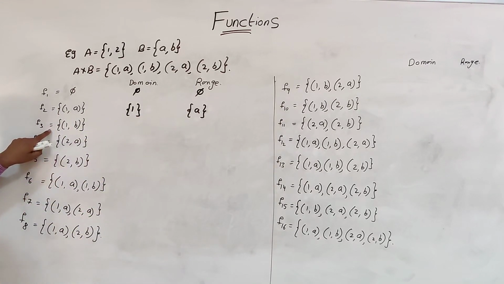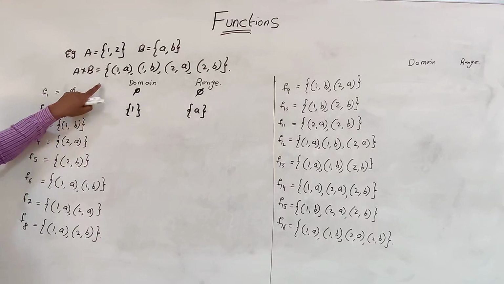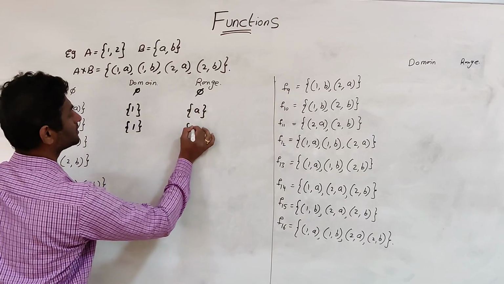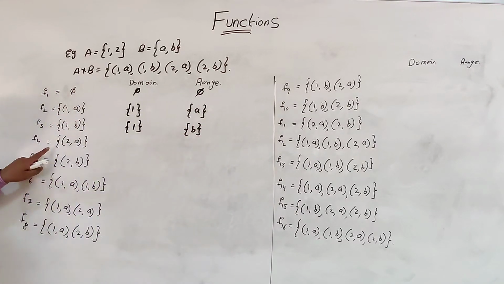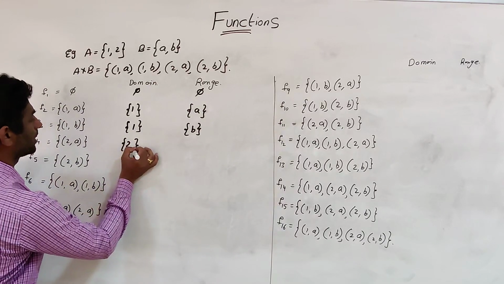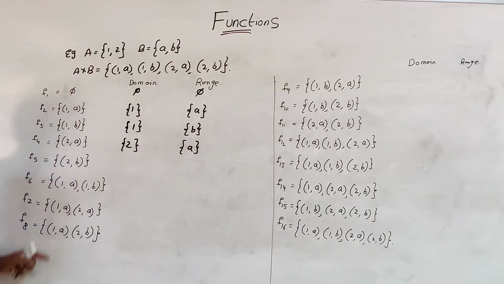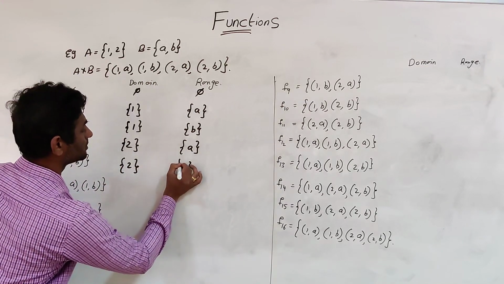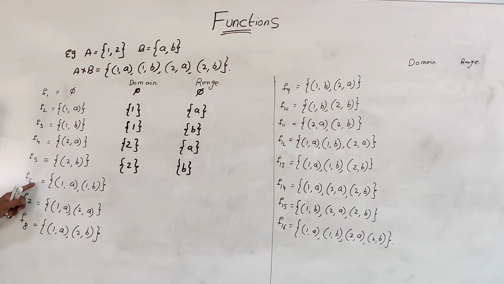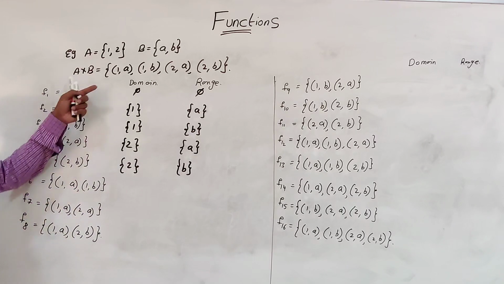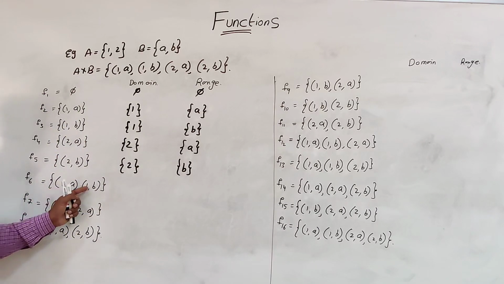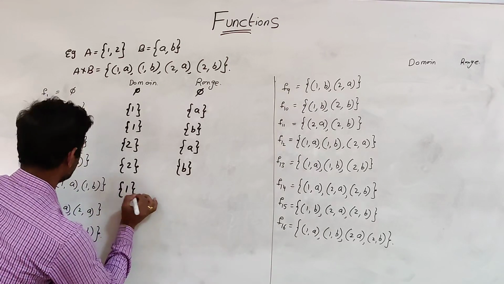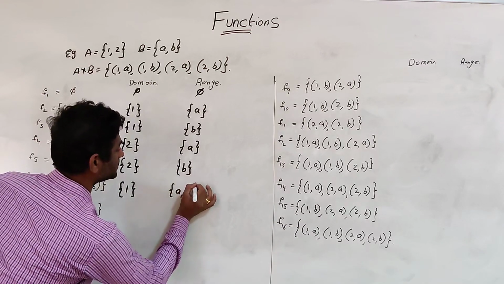Coming to this, (1, b) is also a relation of A cross B. The domain is 1 and b is the range. Coming to this, (2, a): the domain is 2 and the range is a. Next, for (2, b), 2 is the domain and b is the range. Next, for this {(1, a), (1, b)}, which is also a relation of A cross B, 1 is the domain and {a, b} is the range.